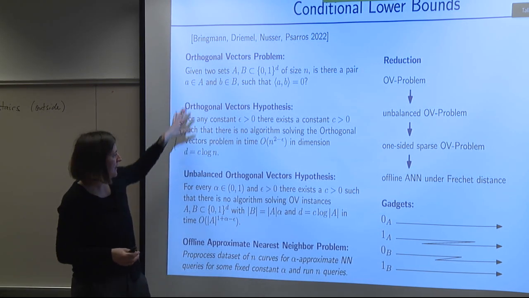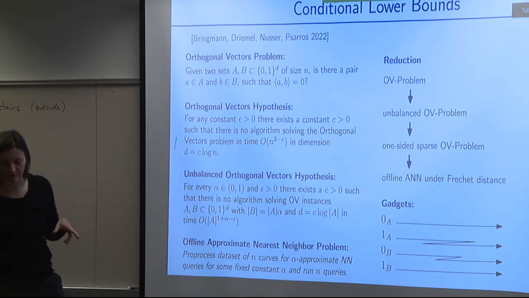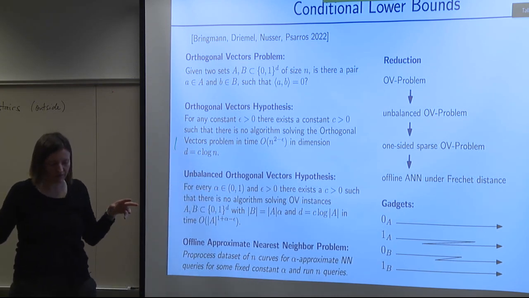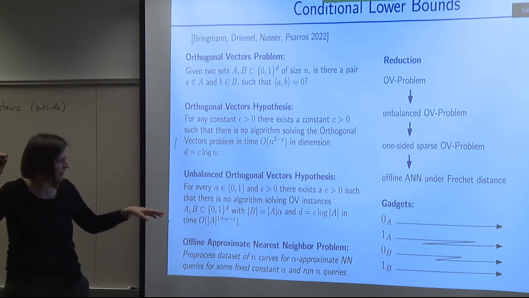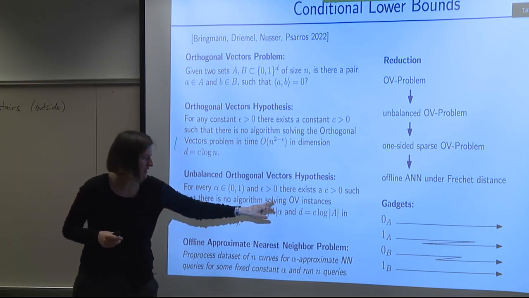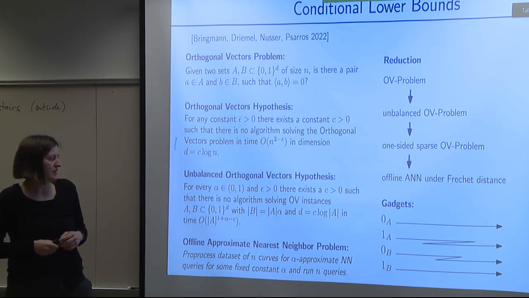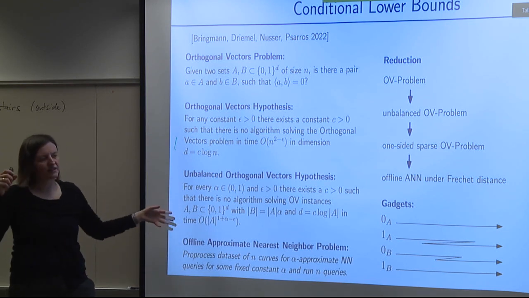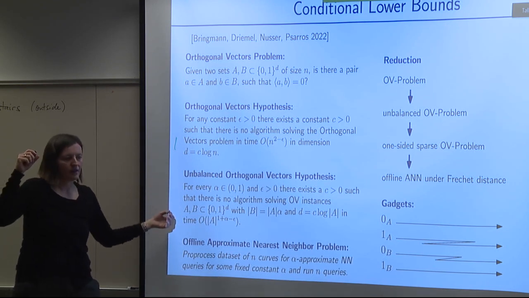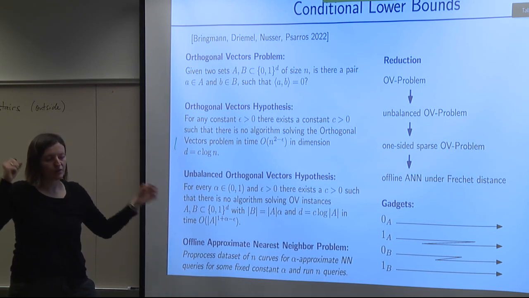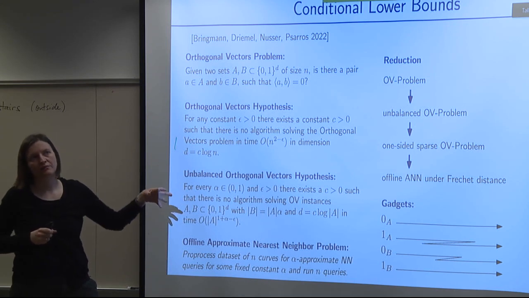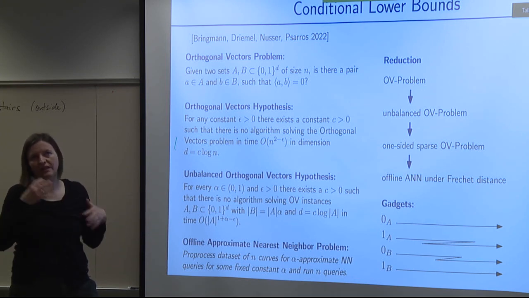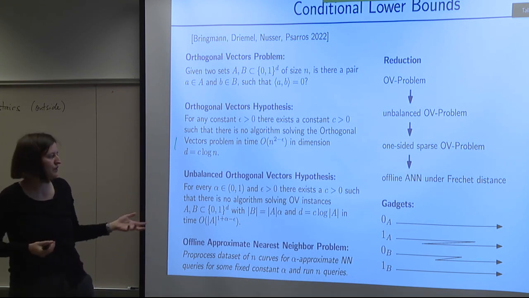Basically, we go via the unbalanced version where the two sets are not quite the same size. One set is alpha times the size of the other. And why do we do this? Because we want to lose some dependency on the preprocessing time. If we make the sets that we have to preprocess smaller, then the dependency on preprocessing is not dominating everything. So then it becomes more interesting.